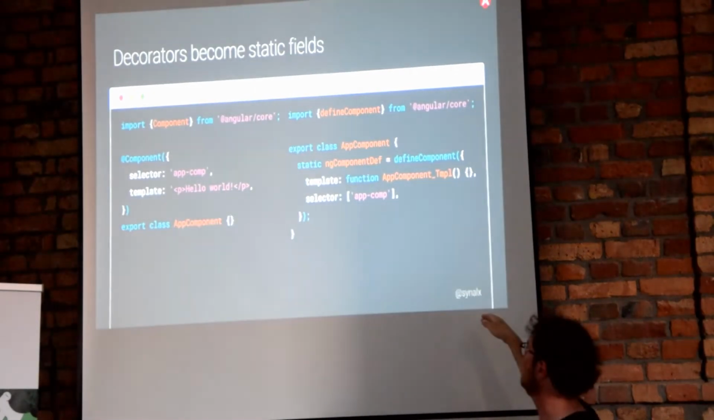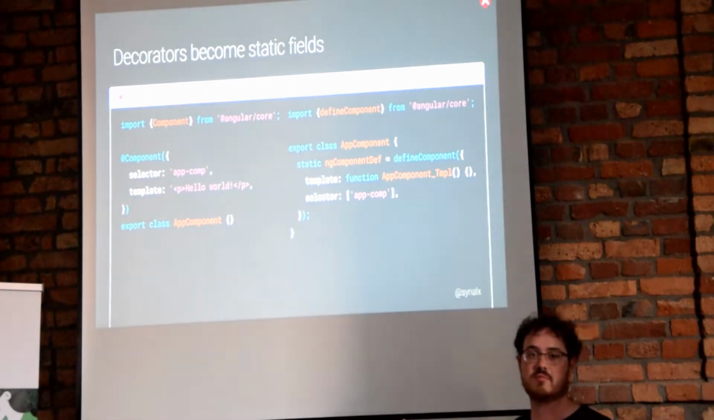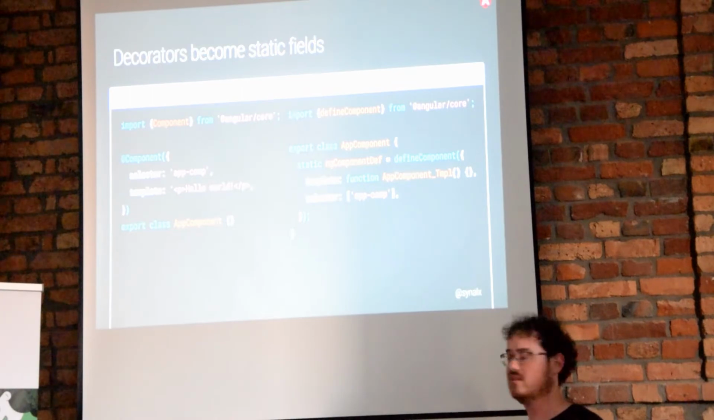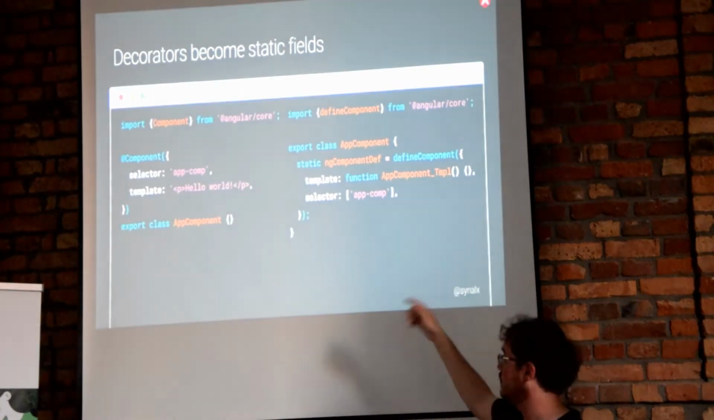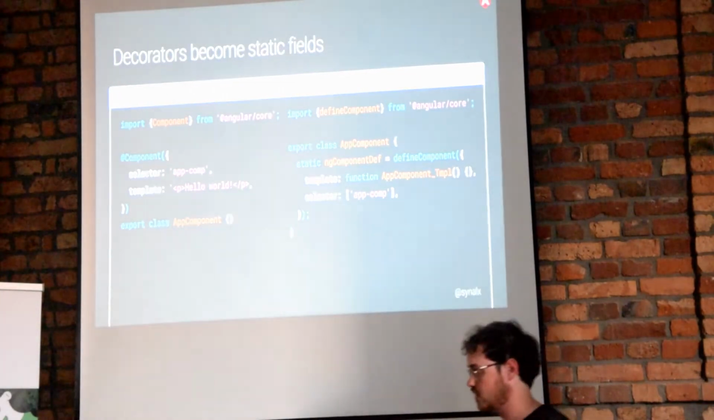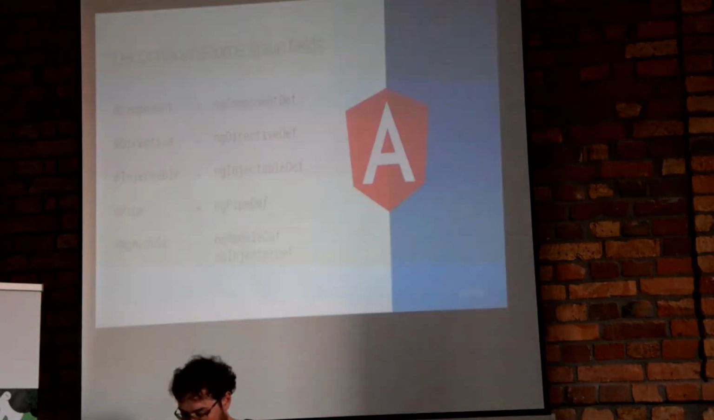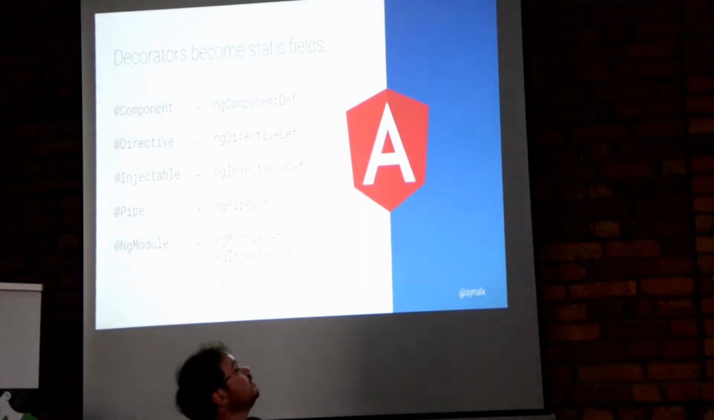And the really nice property here is that the define component function makes sure every component definition that comes back has the same shape. It's always going to have the same fields regardless of what you put in the decorator. And that makes sure that Angular's runtime can be entirely monomorphic. So we did this for all of our decorators now.